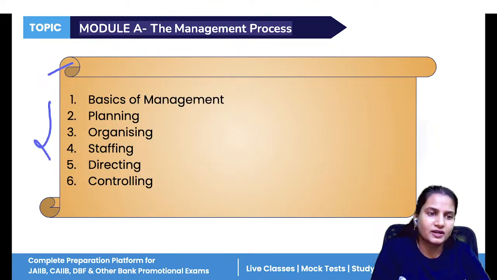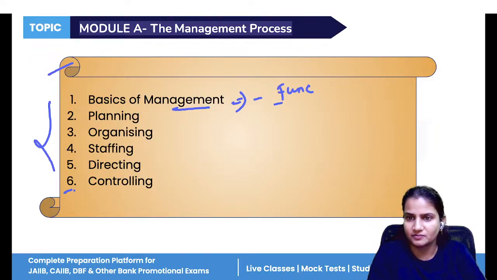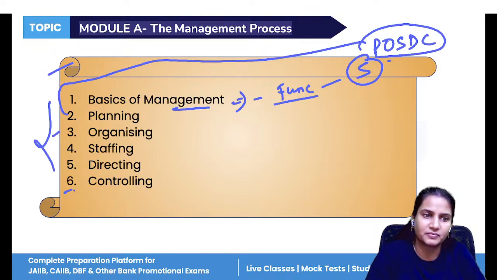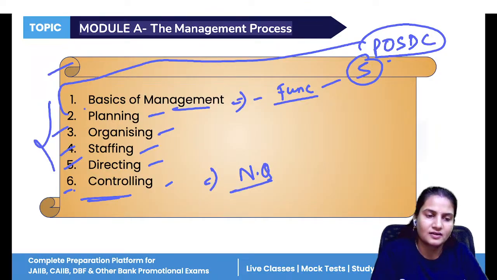Now, Module A comprises a total of 6 units, starting from basics of management. It is all about the principles and practices of management, all the basic concepts of management you are going to see in this. In basics of management, you will study functions of management. In total we have 5 functions: planning, organizing, staffing, directing, and controlling. You will see each as an individual chapter. Controlling is the chapter where you can expect a numerical question. All the other chapters are theory.